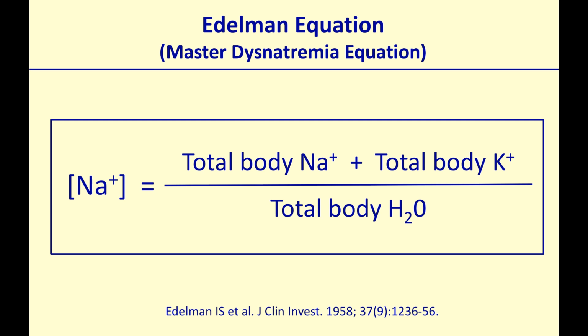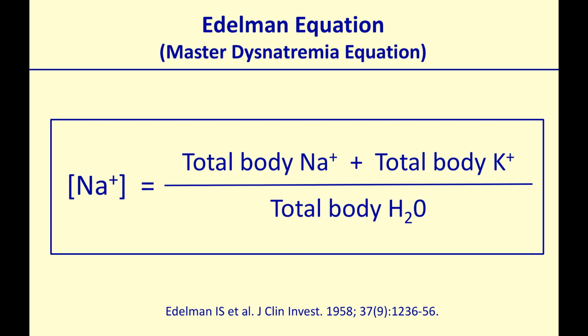a very good correlation between plasma sodium concentration and the ratio between the total body solutes, so sodium and potassium, and total body water. So this is where the Edelman equation comes from, which says that plasma sodium concentration is equal to total body sodium plus total body potassium divided by total body water. And this is called the master dysnatremia equation, because all the other equations that you use, for instance the free water deficit equation, are derived from this equation.